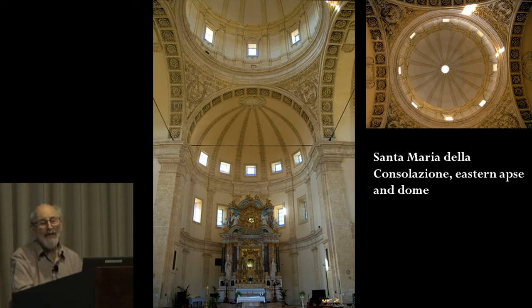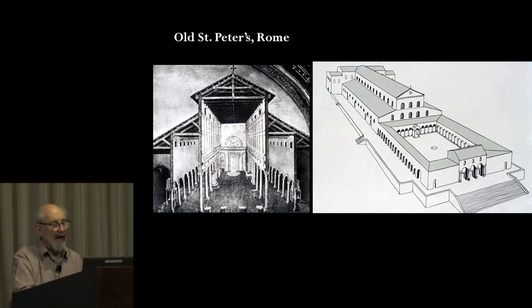And now we get to the next huge undertaking, which involved Bramante, the rebuilding of St. Peter's in Rome. The church that had been built by Constantine was 1,000 years old. Something had to be done.